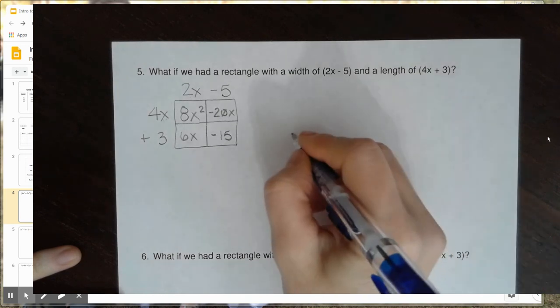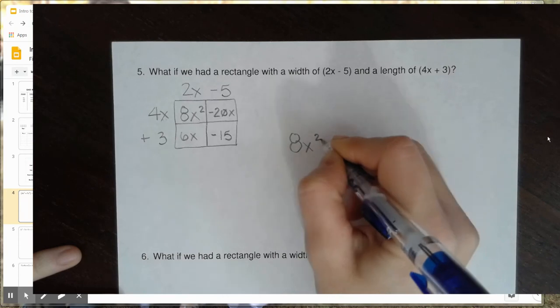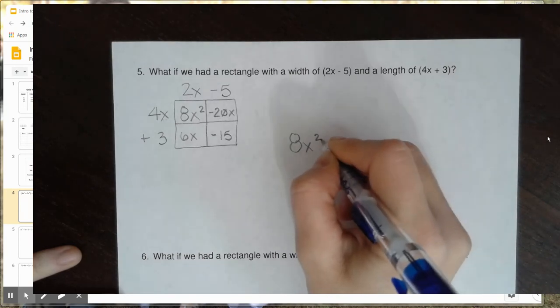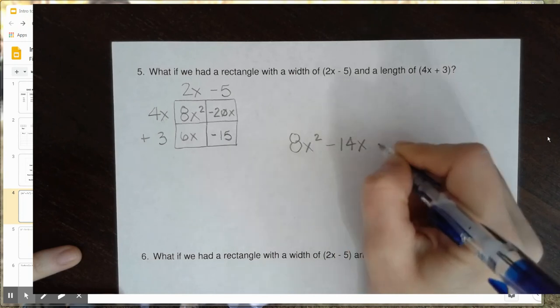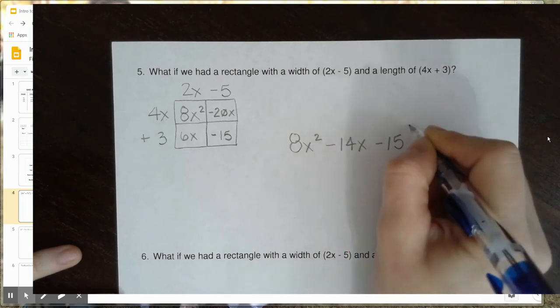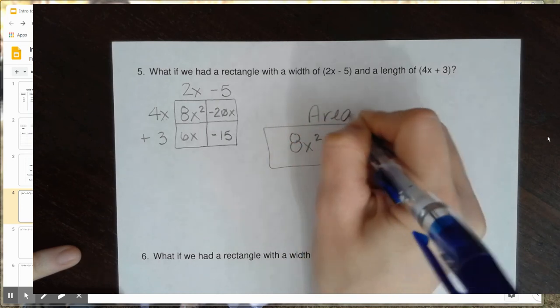Combining like terms together will give us 8x squared. Negative 20x plus 6x gives us negative 14x, and then minus 15. And this measurement is area again.